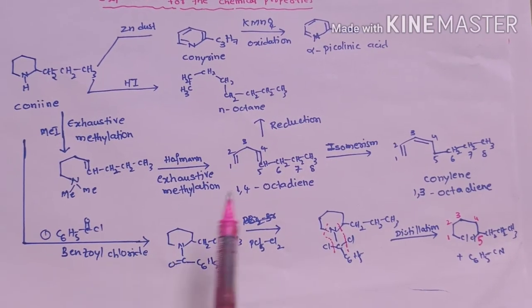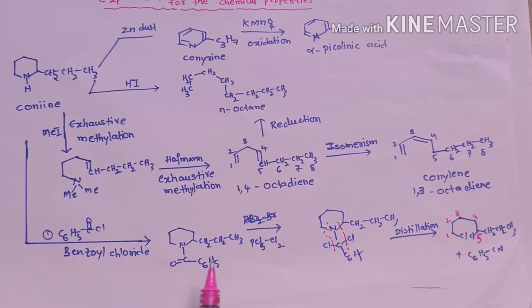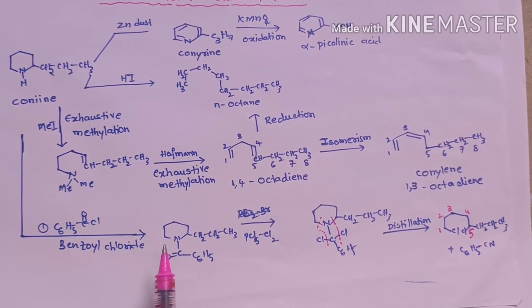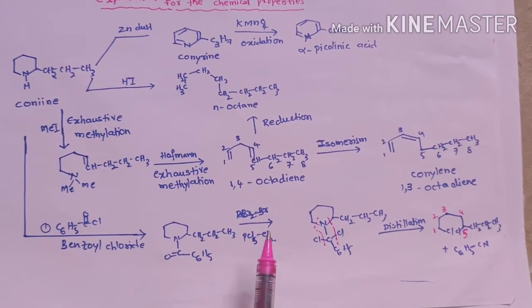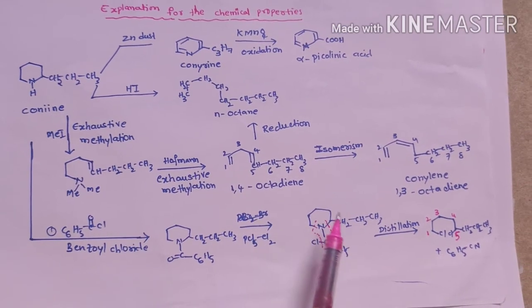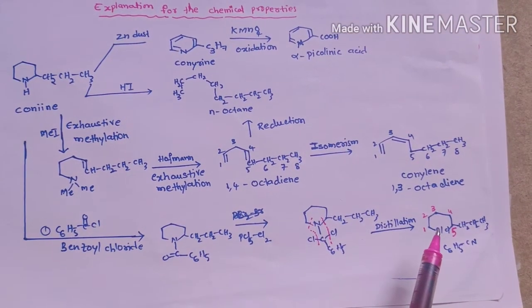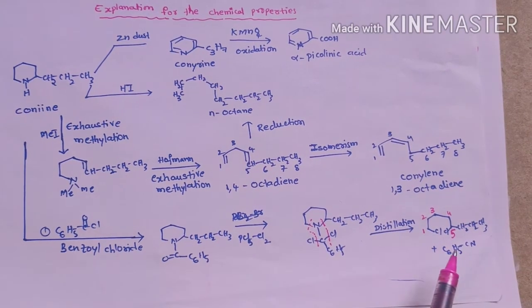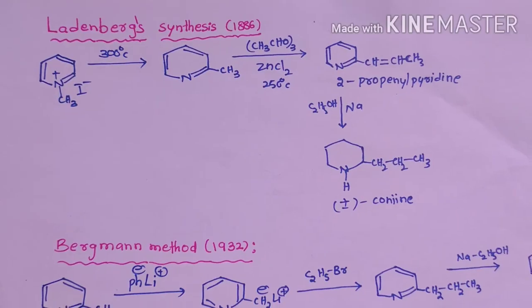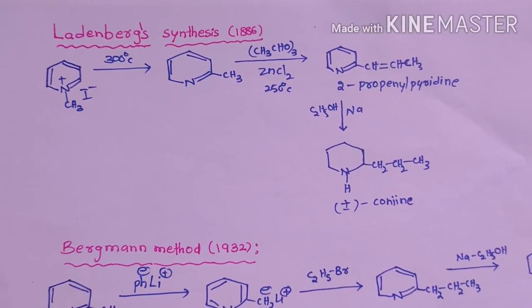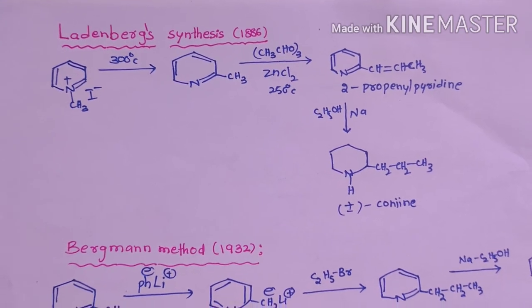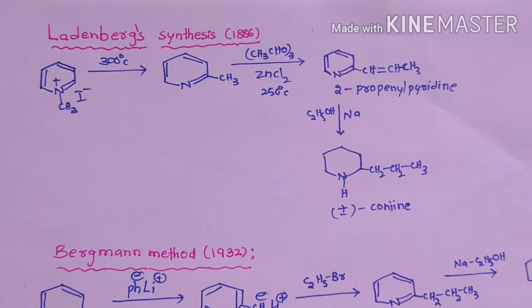In von Braun degradation, a benzoyl group is substituted on the nitrogen of conine. Then it is treated with phosphorus pentachloride and chlorine. So here rearrangement occurs and we get 1,5-dichlorooctane along with phenyl cyanide. Lastly, the structure is confirmed by its synthesis. Here we go for Ladenburg's synthesis and Bergmann's synthesis.